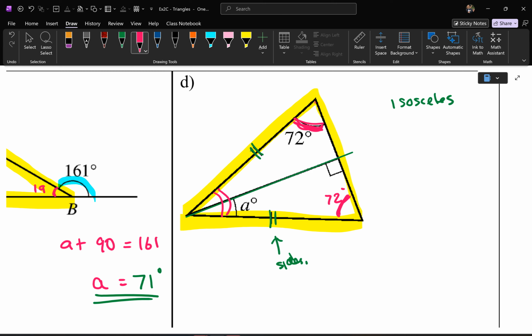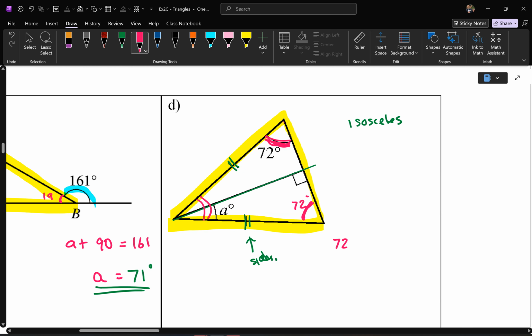So how do I work out this entire angle? What do I do? Hands up if you know. What do you have to do? So we know this is 72. We know this is 72. I don't know what this corner is. How would I work that out? Yes, Pierre. 72 plus 72. And then 180 minus 72.